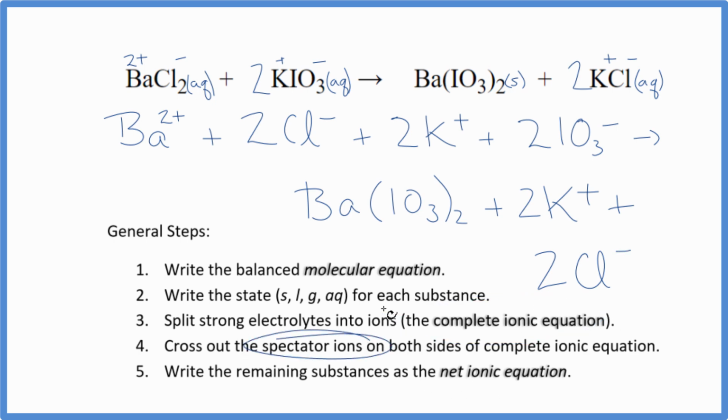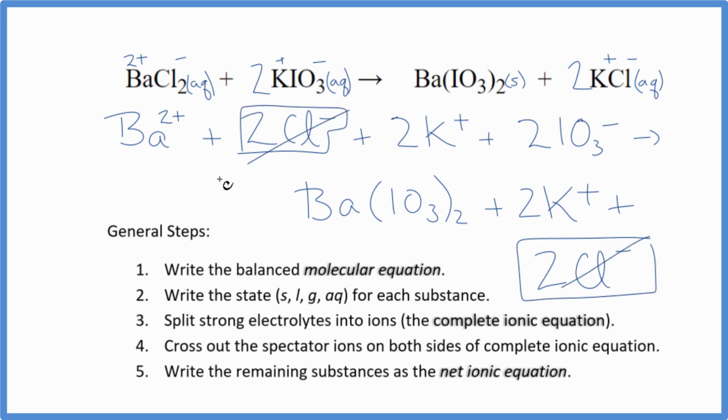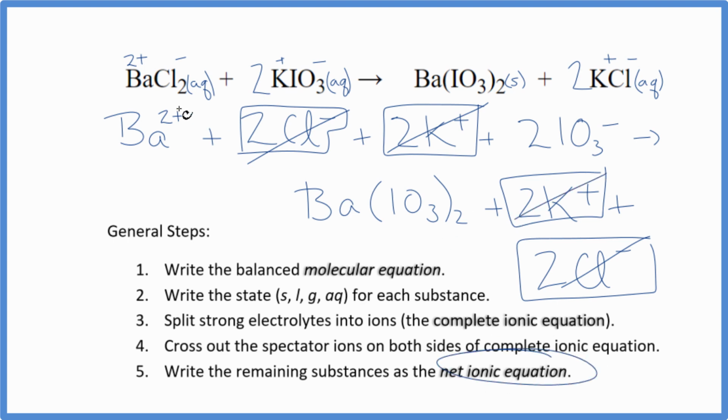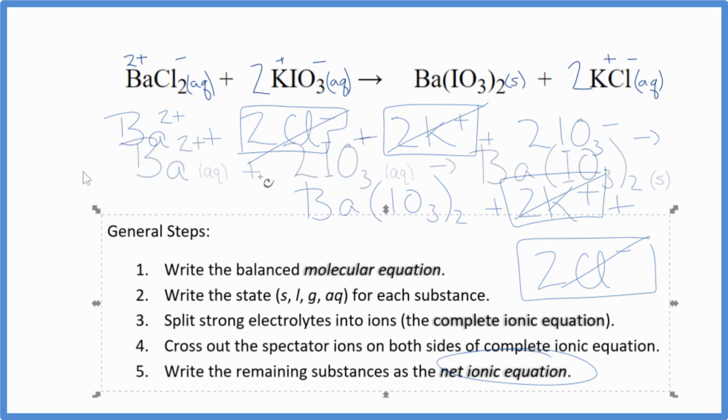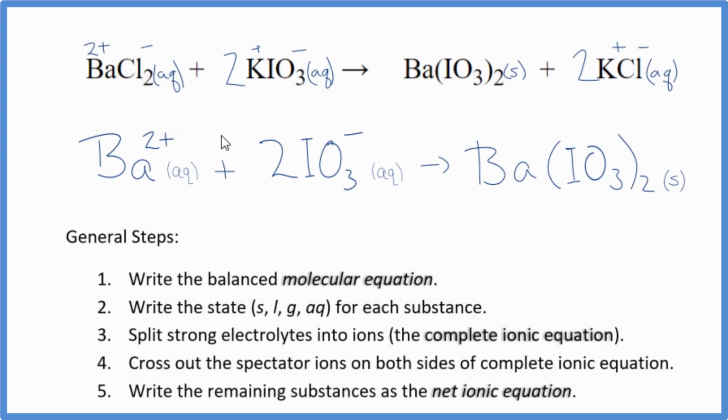Now we can cross these spectator ions out. They're on both sides. Here are my reactants and my products. I can see I have 2 chloride ions right here in the reactants and in the products. Those are spectator ions. 2 potassium ions, and in the products, 2 potassium ions. Spectator ions, cross them out. What's left, that's the net ionic equation for BaCl2 plus KIO3. I'll clean this up and write the states. We'll have our net ionic equation. So this is the balanced net ionic equation for barium chloride plus potassium iodate.